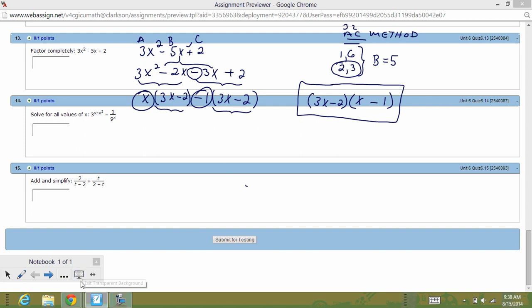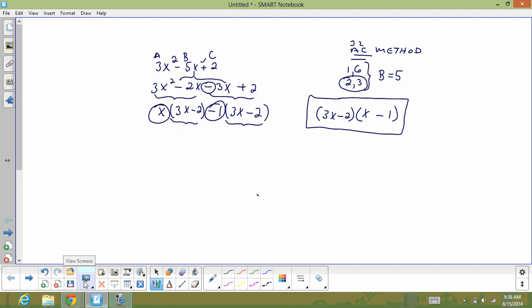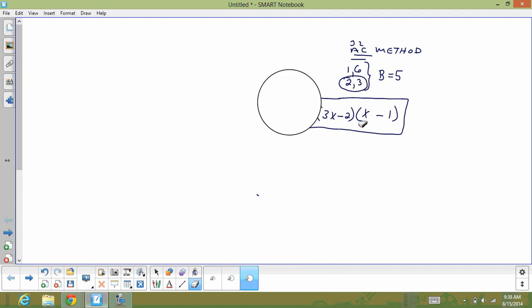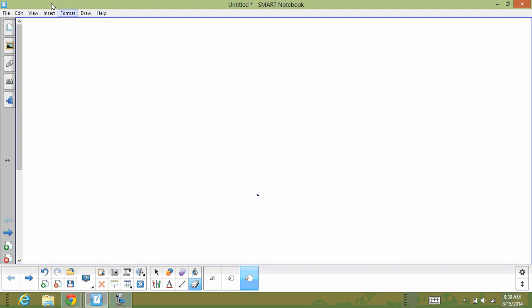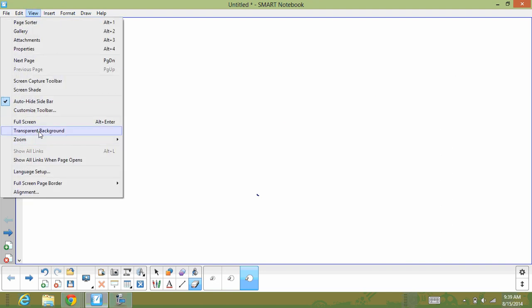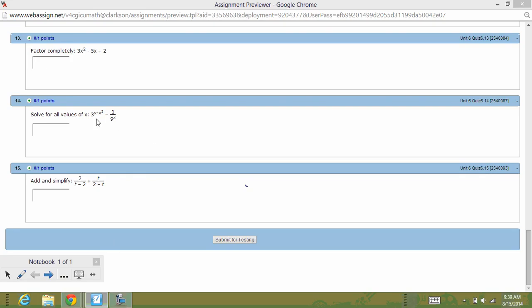So we've got 14 and 15 left here, and we'll go back to those in just a moment. Clean this up first. And so question number 14: 3 to the x minus x squared equals 1 over 9 to the x.